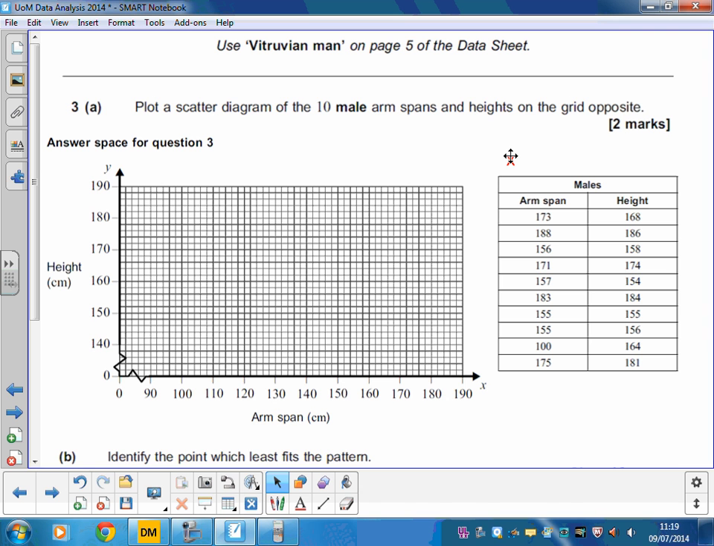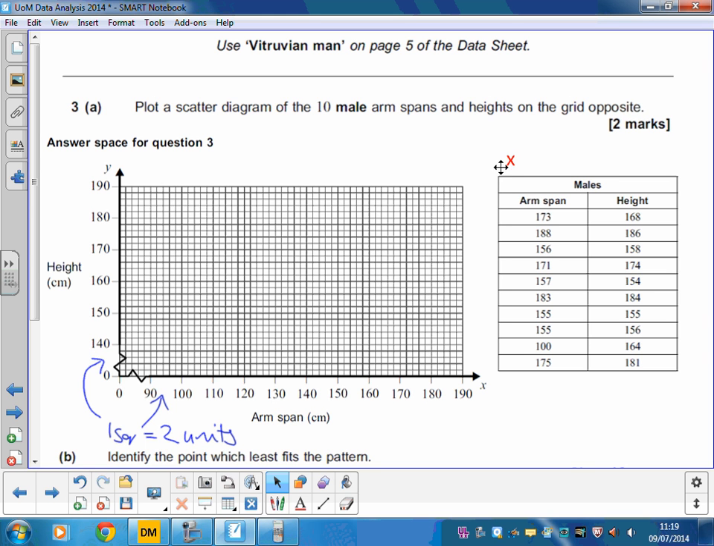Now you need to be very accurate, so check the scale. On the x-axis here, 1 square is 2 units, and on the y-axis it's the same, so every 1 square is 2. You need to be within half a square to get the marks, and you need to get all 10 points correct for 2 marks and 8 or 9 points correct for 1 mark. So if you make more than 2 mistakes you won't get any marks on this, so be careful with your plotting.